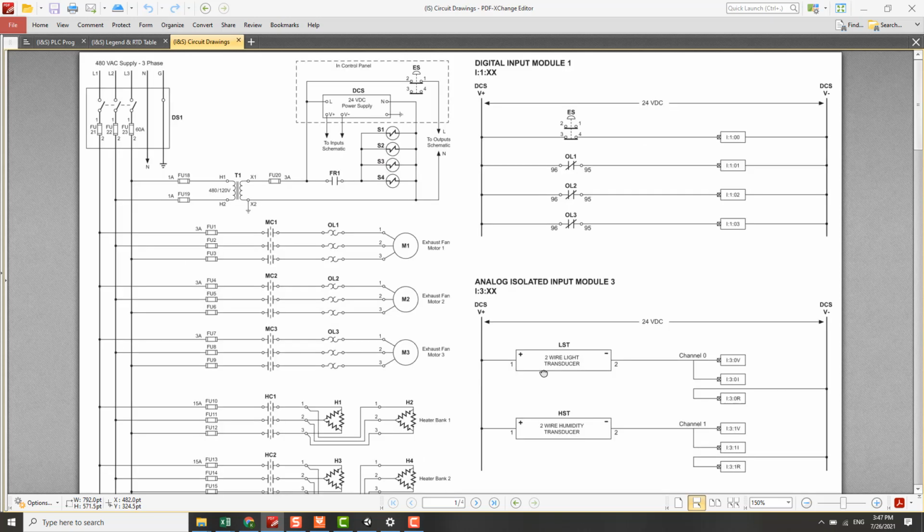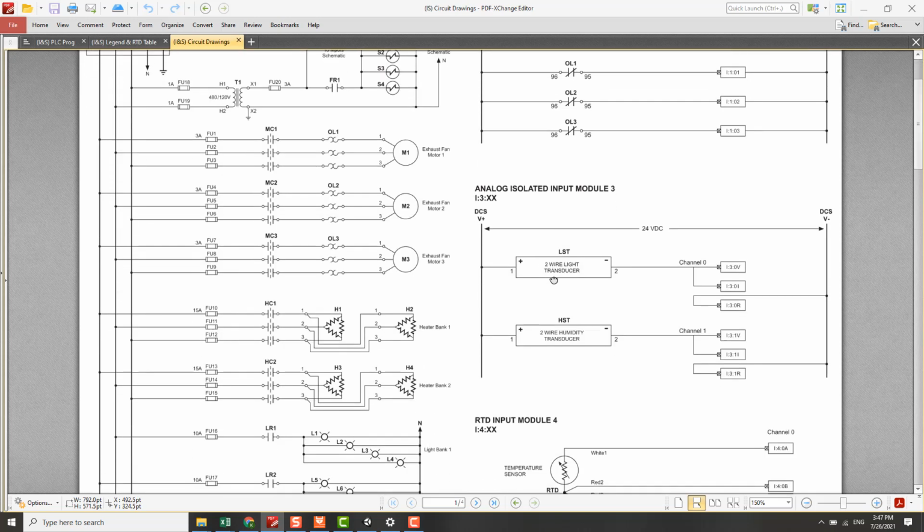Okay, this is a schematic diagram. As we know, schematic diagrams are divided into two types: the power type schematic diagram and the control type schematic diagram. Power type we call the electrical diagram. The control type we call the loop diagram or signal diagram. It mostly deals with the signal control, etc.